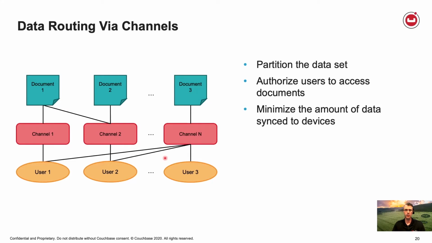This is to allow you to partition the data set however you need to based on your use case, and to authorize users to access those documents or those channels based on your use case, with the goal of minimizing the amount of data synced to devices, right? Honestly, it doesn't make sense to sync the entire data set to every device and then do the filtering on the client side, right? You could think of this as write time filtering. So as changes are being made and passing through Sync Gateway, it filters and determines which channel documents should be made available on.